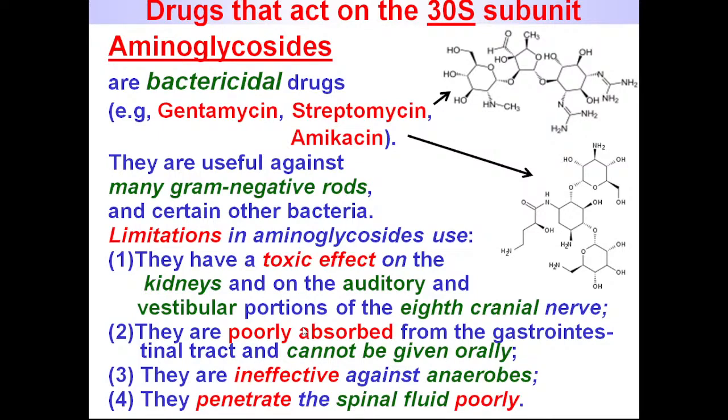For example, those drugs may have a toxic effect on the kidney and on the auditory and vestibular portion of the eighth cranial nerve. They can be poorly absorbed from the GIT, so that's why they usually are not given orally but systemically through injections. They may not be very effective against anaerobic bacteria, and they should not be used to treat bacterial meningitis because they poorly penetrate the cerebrospinal fluid.